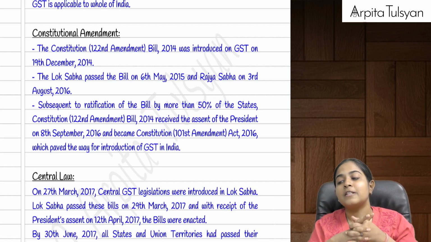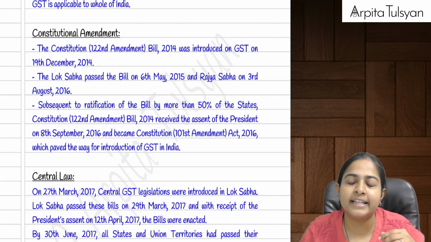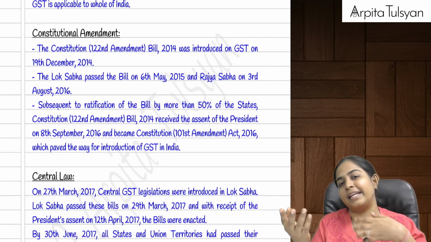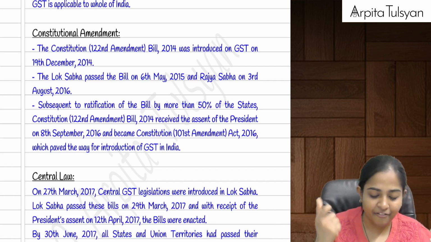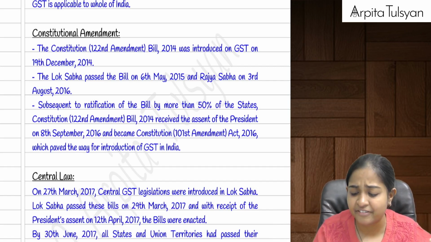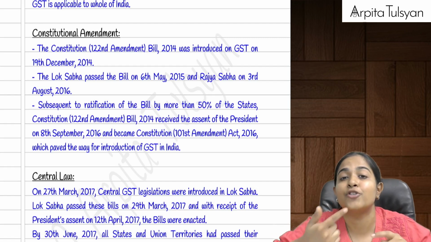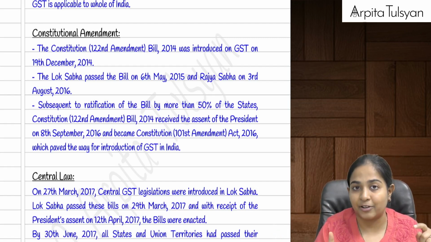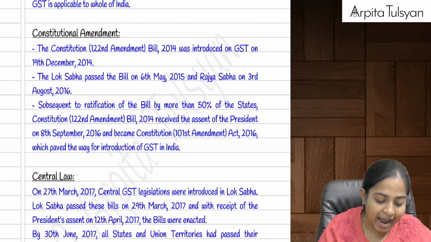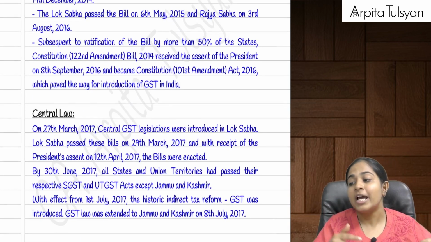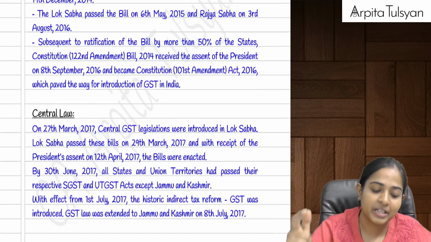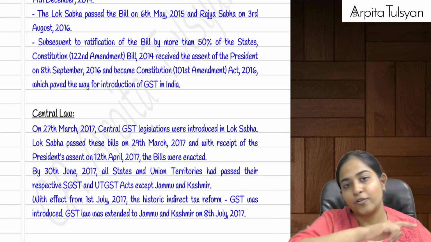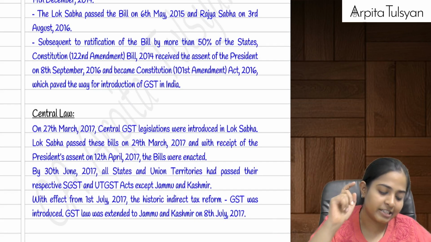In the year 2014, they introduced this Constitution Amendment Bill. The bill was passed normally in Lok Sabha and Rajya Sabha, and then the president gave the assent, and then the Constitution Amendment Act was passed. We are not talking about the GST Act, we are talking about the Constitution Amendment Act, because of which it became very easy to introduce GST in India, because first we had to do amendment in our constitution.